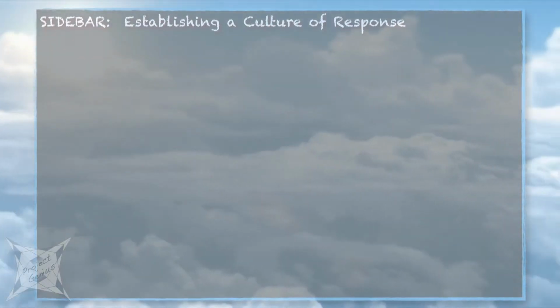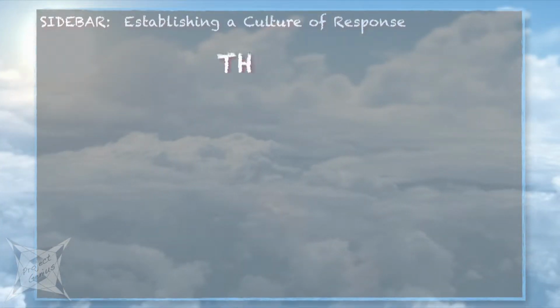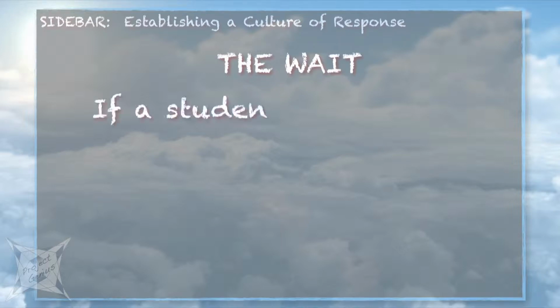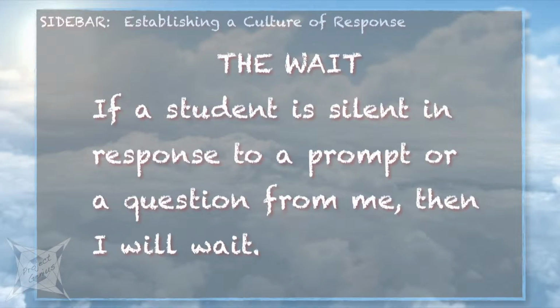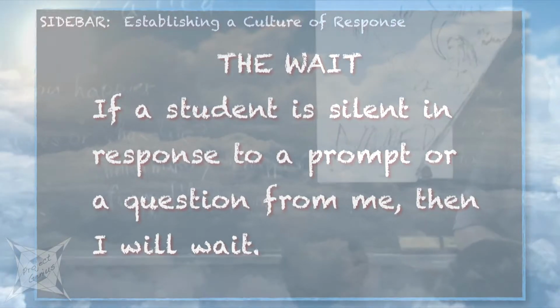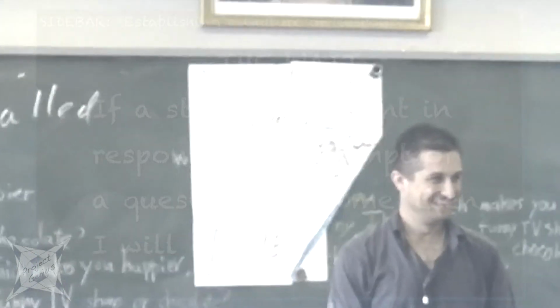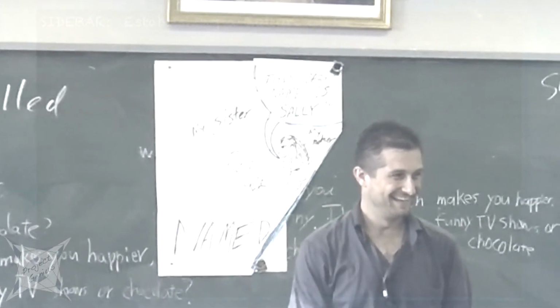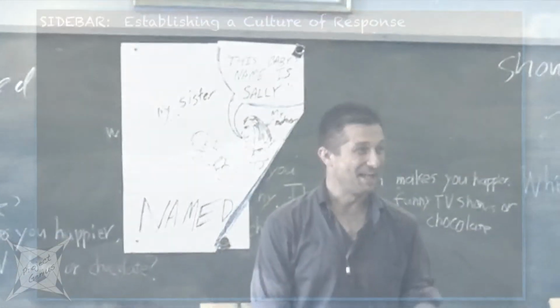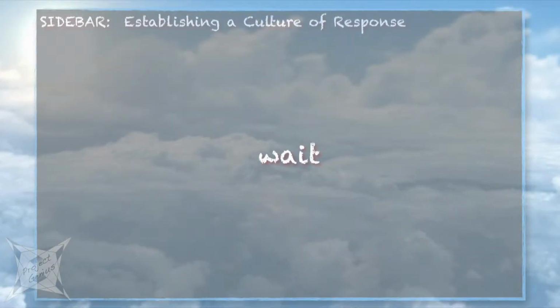Here's our first gambit, the wait. If a student is silent in response to a prompt or a question from me, then I will wait. When I observe teachers, one of the ways that I can tell that a teacher is not just passing through the profession, but is committed to it, is that he or she has this ability to wait as long as he or she has to get a response.